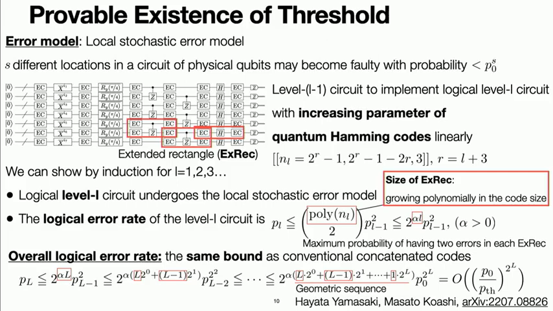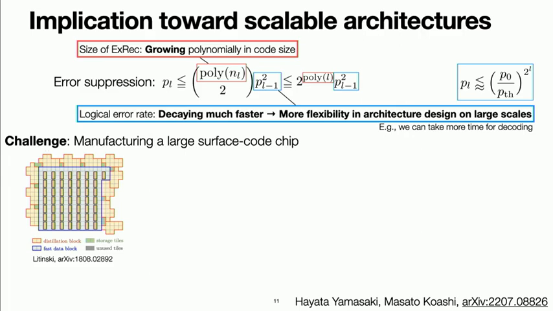At the end of the talk, I would like to discuss the implication of this bound towards scalable architectures. In our construction, the size of X-rec may grow polynomially in the code size. But our protocol still has a threshold because the logical error rate decays doubly exponentially as we increase the concatenation level. And indeed, this decays much faster than the growth of the size of X-rec. This implies that as we increase the concatenation level, we obtain more flexibility in architectural design on large scales. For example, as we increase the concatenation level, we can wait more time for the classical decoding. This is why we can achieve existence of threshold even with a growing time of decoder.